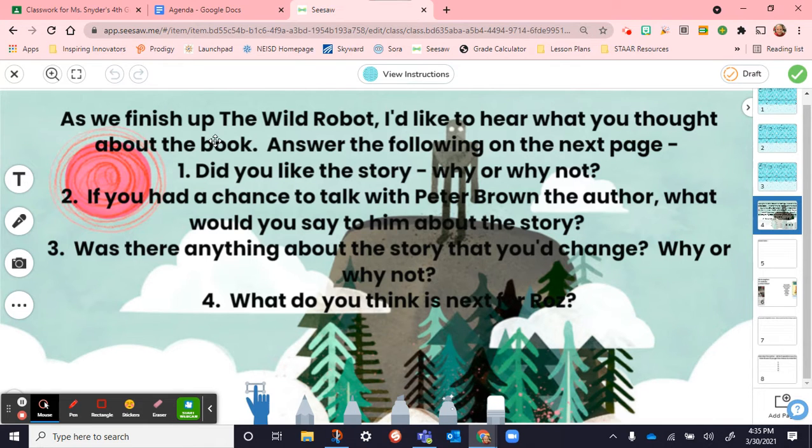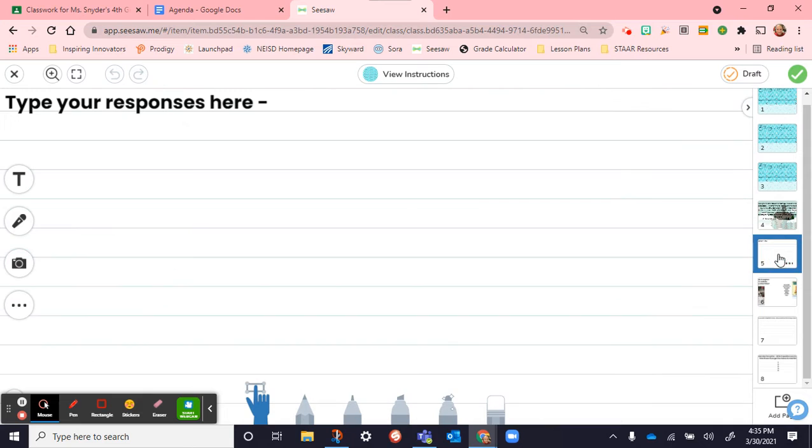It says, as we finish up the Wild Robot, I'd like to hear what you thought about the book. Answer the following on the next page. So there are 4 questions here. You're going to put your responses here. So 1, 2, 3, 4.